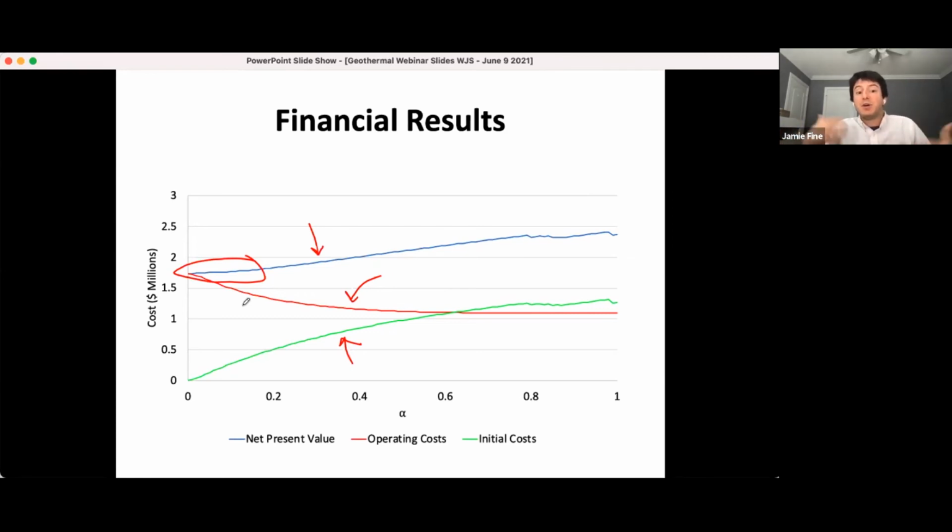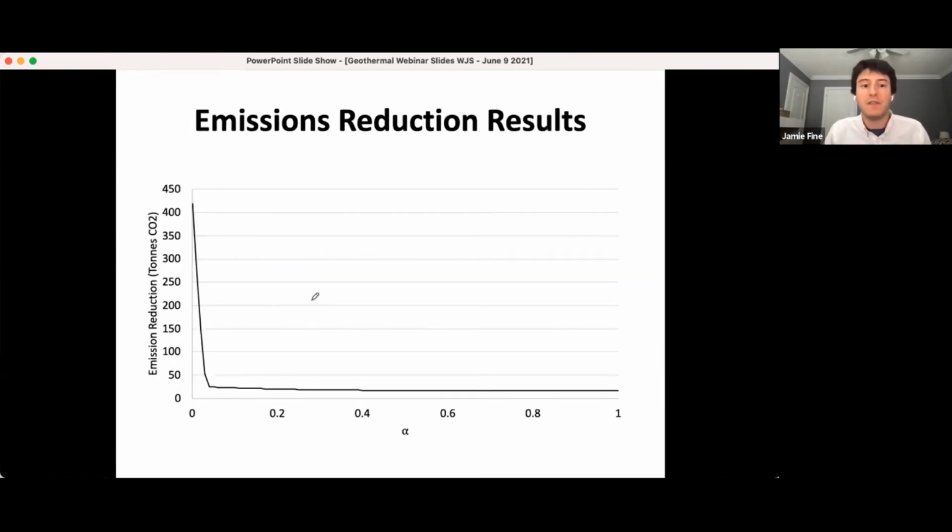But okay, if we could justify spending roughly the same amount of money, with no large financial penalty to installing it, maybe there's some CO2 savings that can go along with this installation. And that's shown on this graph.